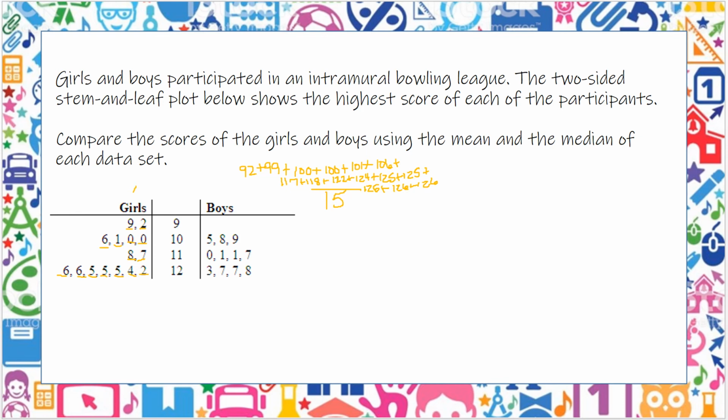Okay, and then for the boys, we're going to do the same thing. The boys, we're going to add all of theirs up. 105, 108, 109, 110, 111, 111, 117, 123, 127, 127, 128. And we're going to divide it by, there are 1, 2, 3, 4, 5, 6, 7, 8, 9, 10, 11 of them.